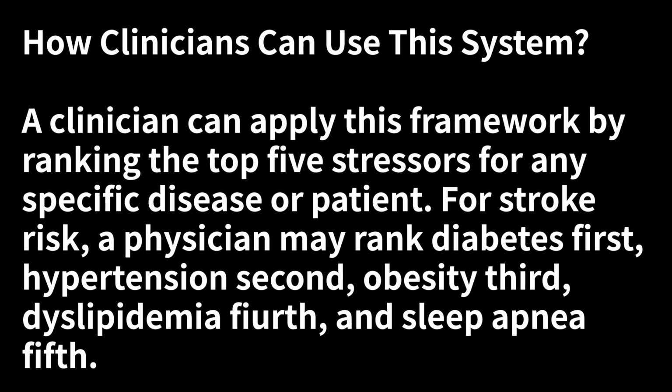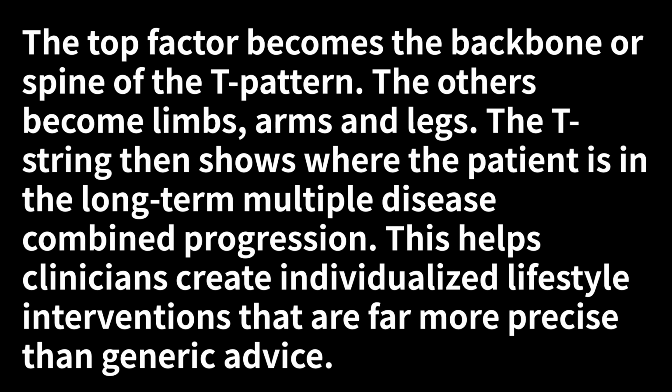How clinicians can use this system. A clinician can apply this framework by ranking the top 5 stressors for any specific disease or patient. For stroke risk, a physician may rank diabetes first, hypertension second, obesity third, dyslipidemia fourth, and sleep apnea fifth. The top factor becomes the backbone or spine of the T-pattern. The others become limbs, arms and legs. The T-string then shows where the patient is in the long-term, multiple-disease combined progression. This helps clinicians create individualized lifestyle interventions that are far more precise than generic advice.